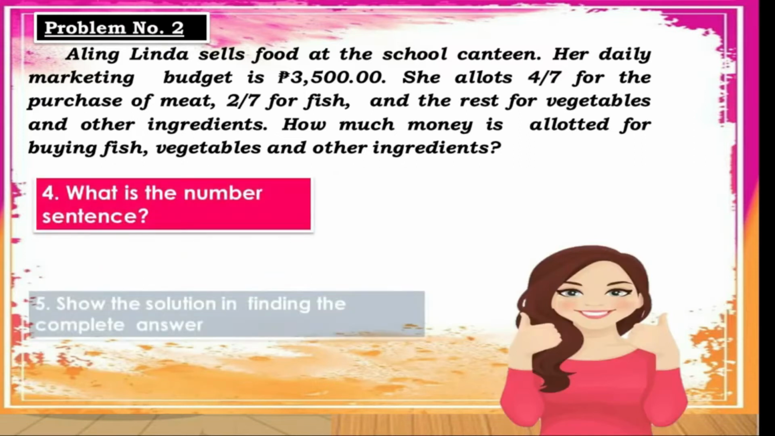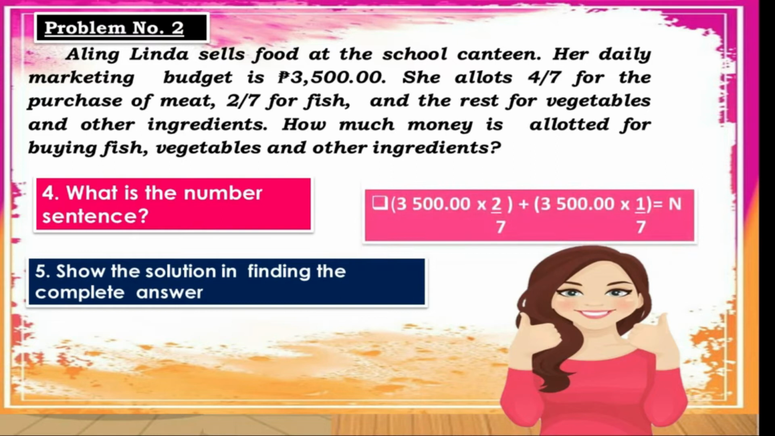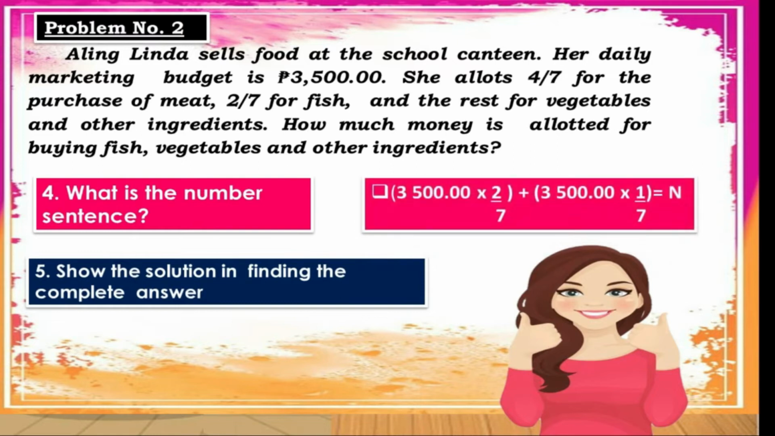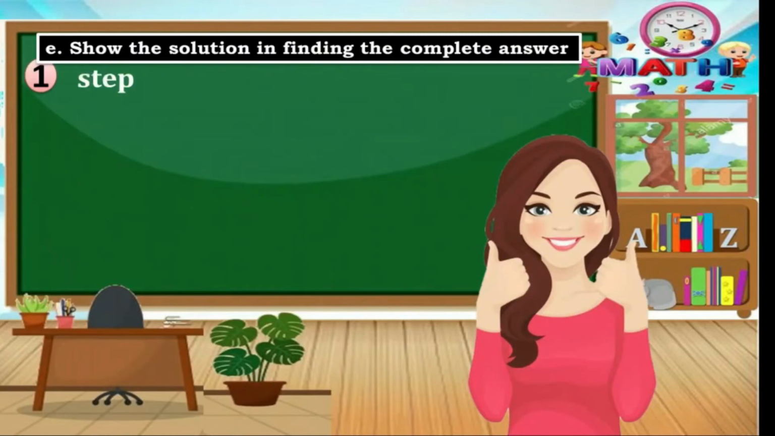Okay, 3,500 multiplied by 2/7 plus 3,500 multiplied by 1/7, which is the vegetables and other ingredients equals n. So, for number 5, show the solution in finding the complete answer. Okay, show the solution in finding the complete answer.